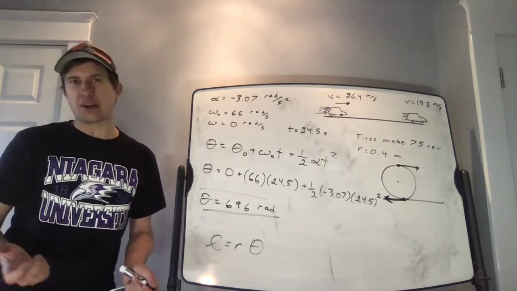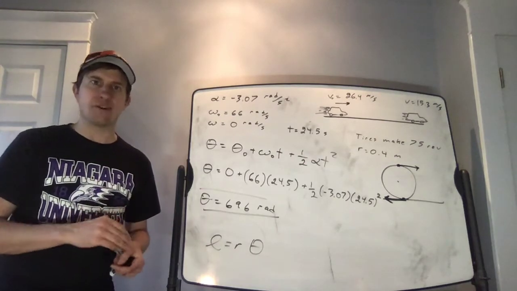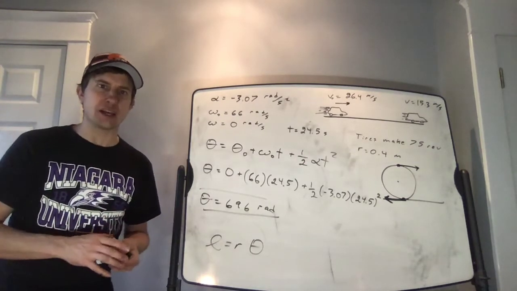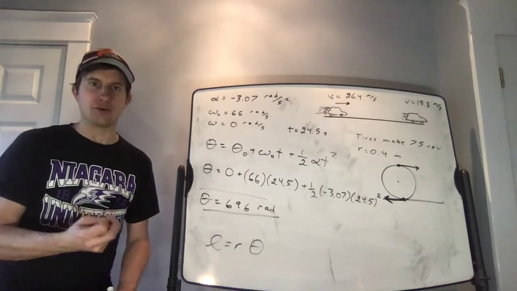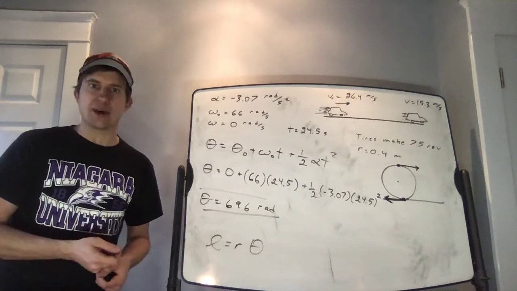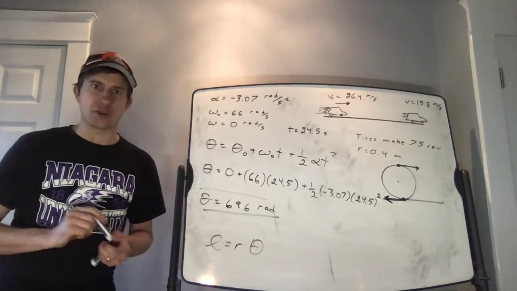Now, usually we think of arcs as some fraction of a circle, but there is no fundamental reason why that must be. It is possible for something to rotate more than once around. That just will be indicated by the angle theta being greater than 2 pi. And again, there's nothing wrong with that.